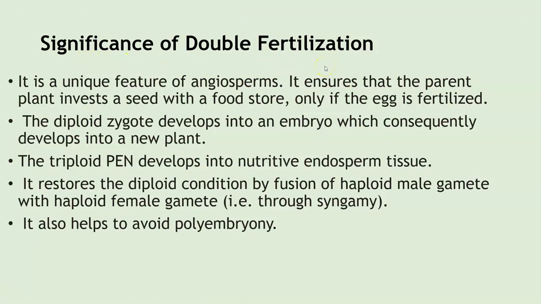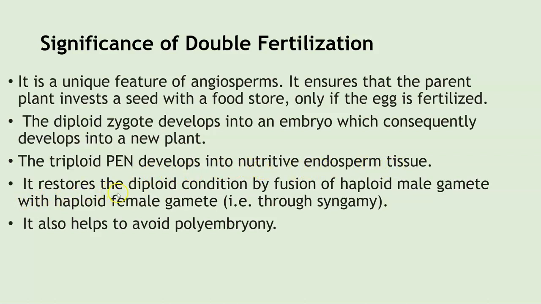Let us have a look at the significance of this process of double fertilization. It is a unique feature of the angiosperms. Now, it ensures that the parent plant invests a seed with a food store only if the egg is fertilized. So seed formation takes place. The diploid zygote develops into an embryo, which consequently develops into a new plant. And then we have the triploid primary endosperm nucleus, which develops into the nutritive endosperm tissue.